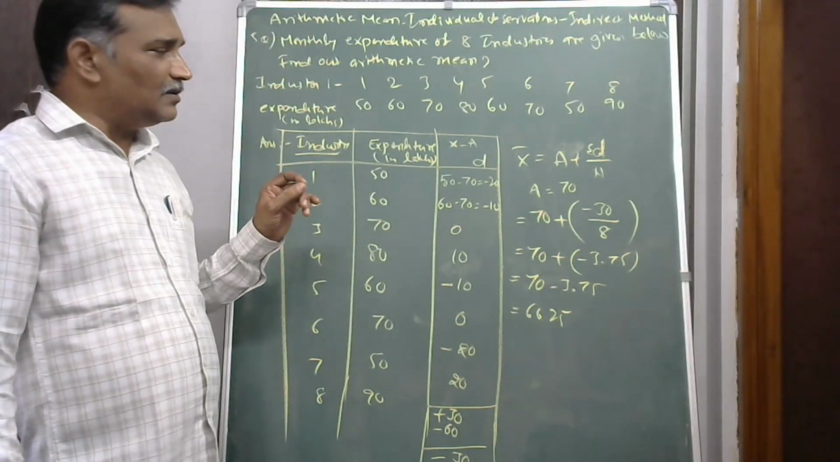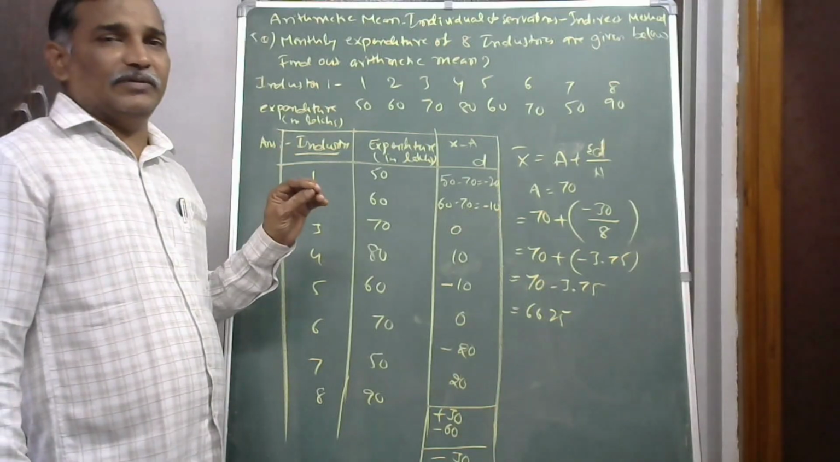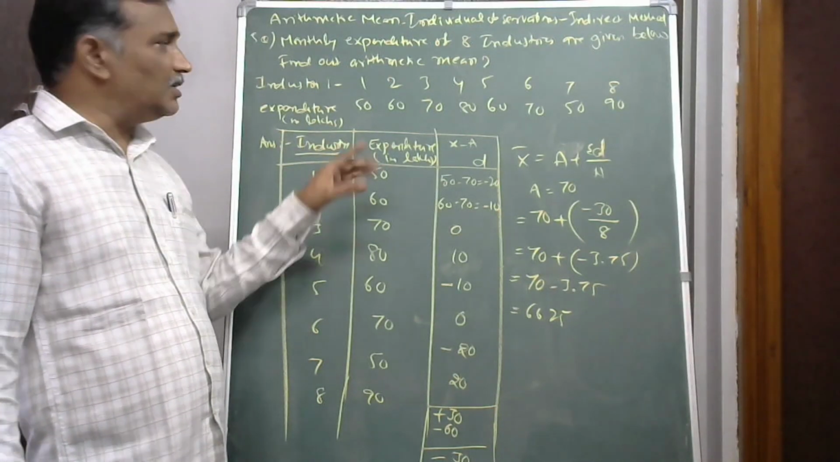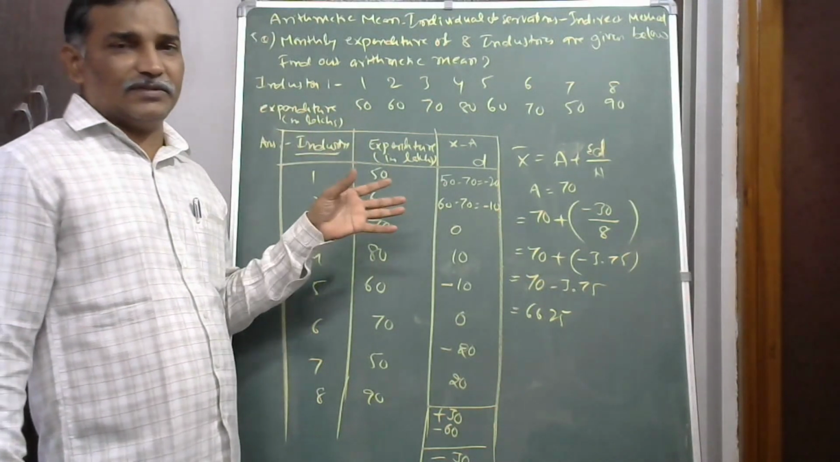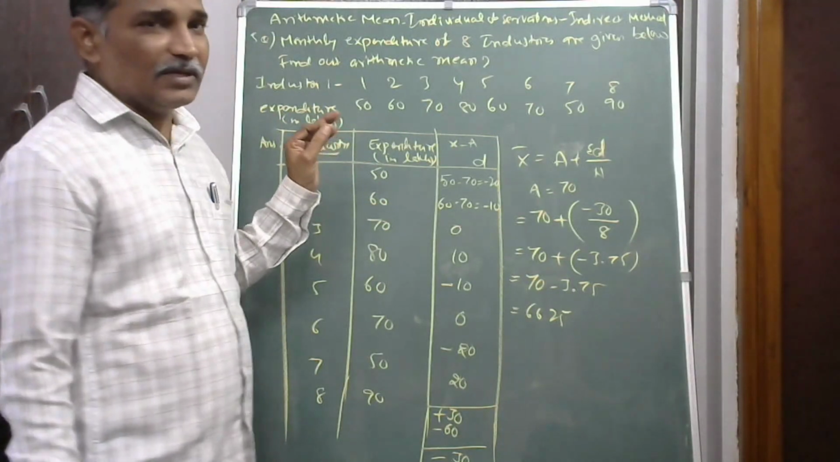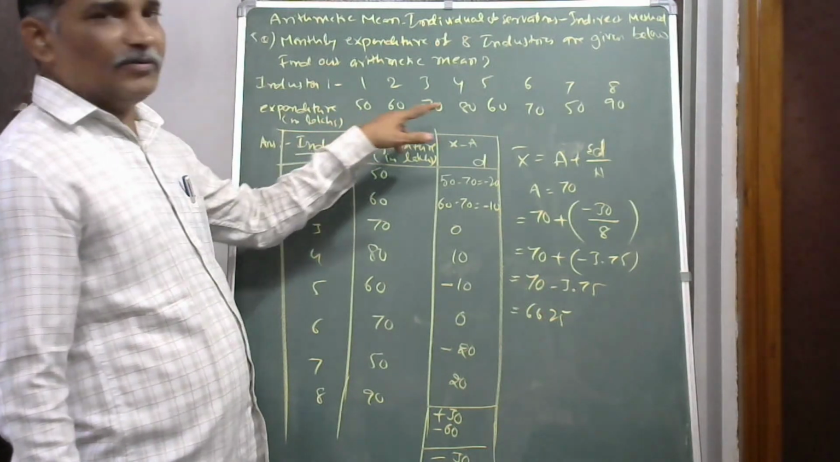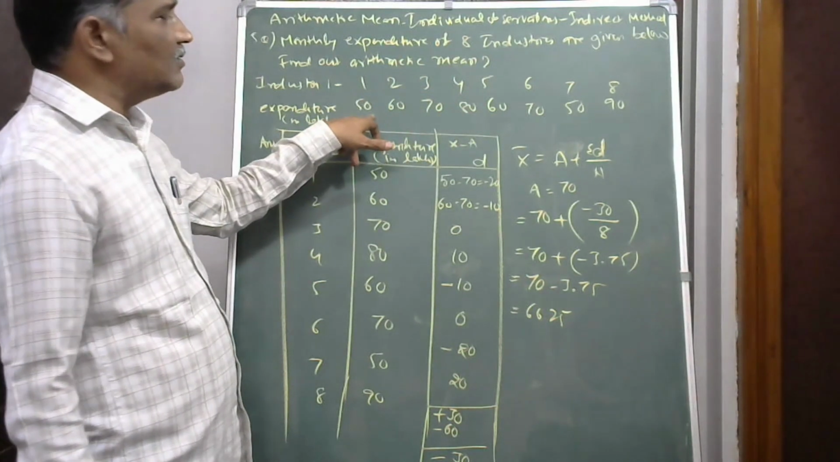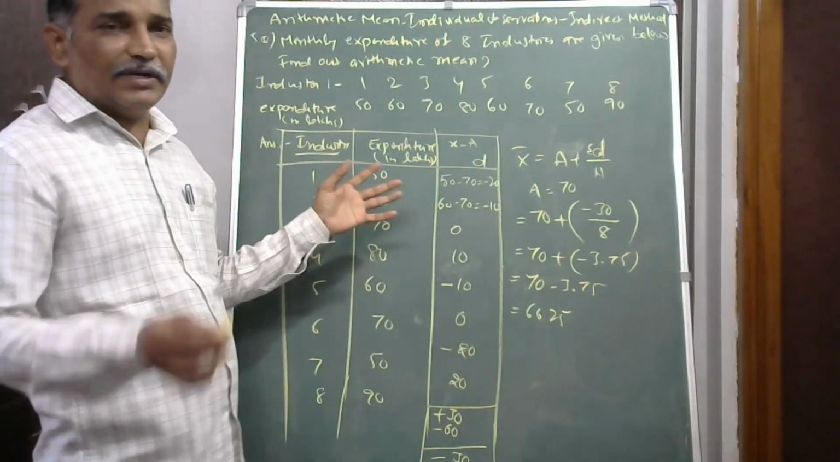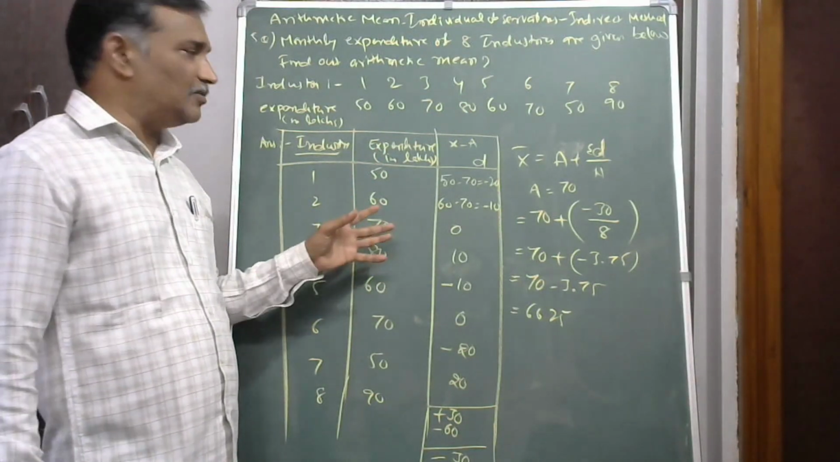In this method there are two specific issues. First, the taking of the assumed mean. You can take any value as the assumed mean. It may be in the series, it may be out of the series, but it is better to take the middle value, between the lower value and the higher value. The lower value is 50 and the higher value is 90. We are taking the middle value as the assumed mean.